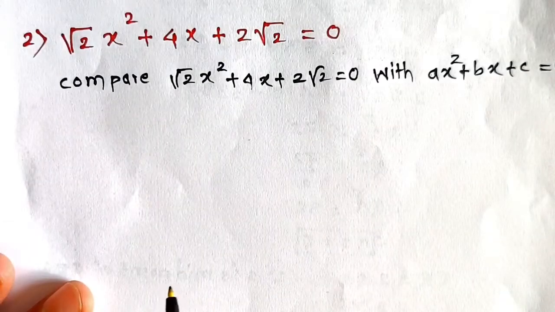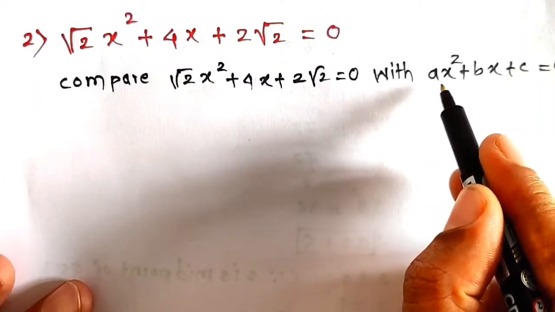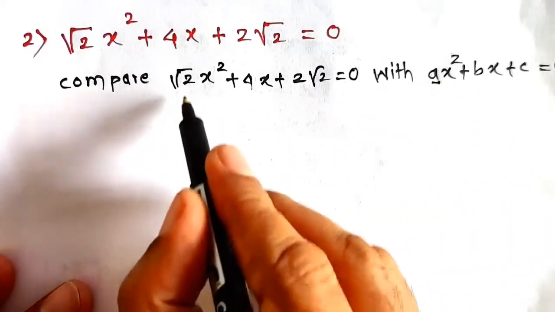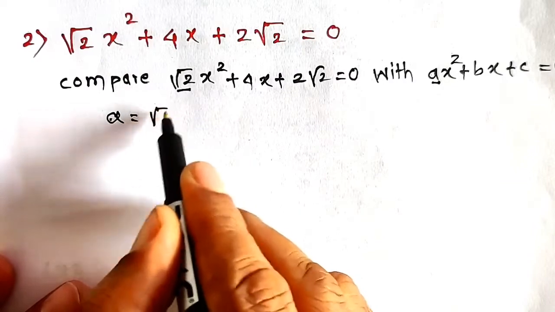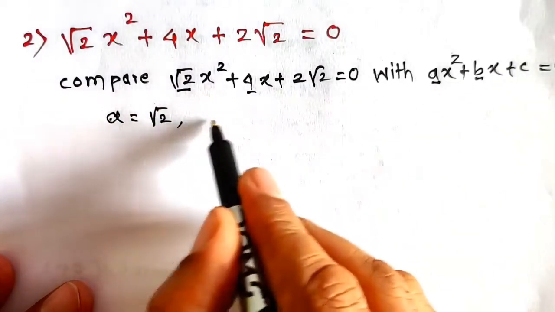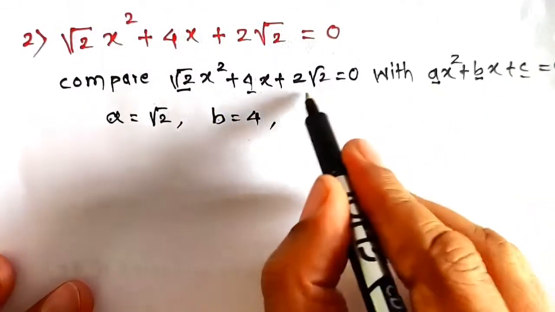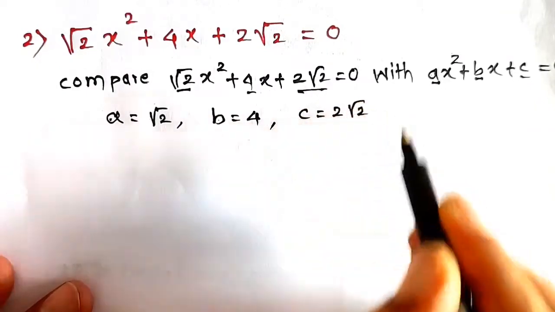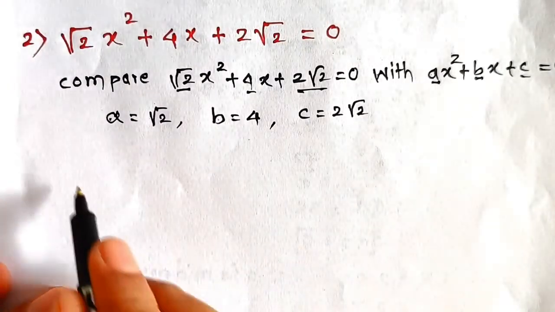What we get after comparison with ax square plus bx plus c is equal to 0: a is the coefficient of the square term, so a is equal to root 2. Then the coefficient of the middle term is b, here it is 4. And the constant term, that is c, is equal to 2 root 2. So in this way, first write the values of a, b and c.